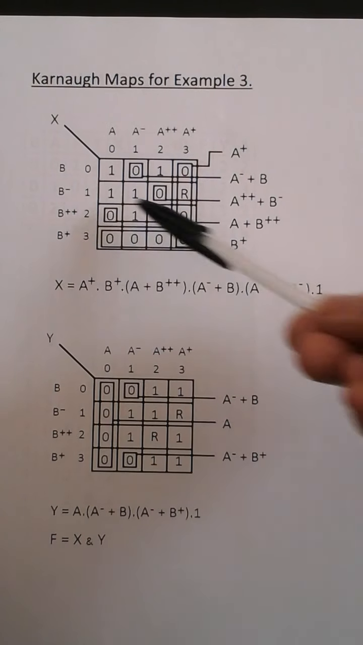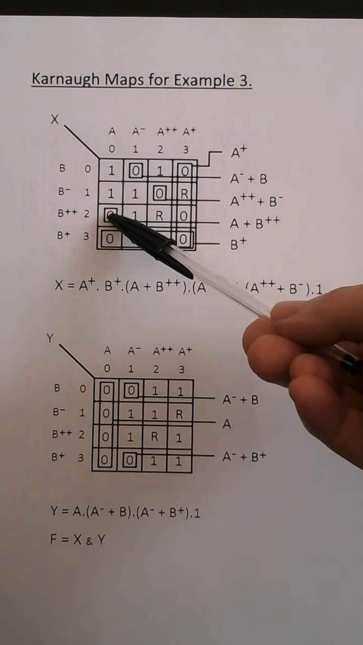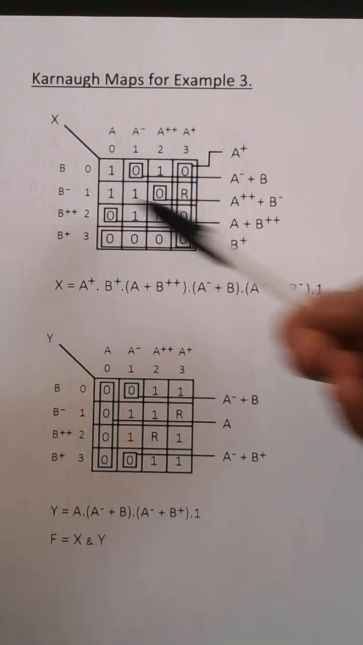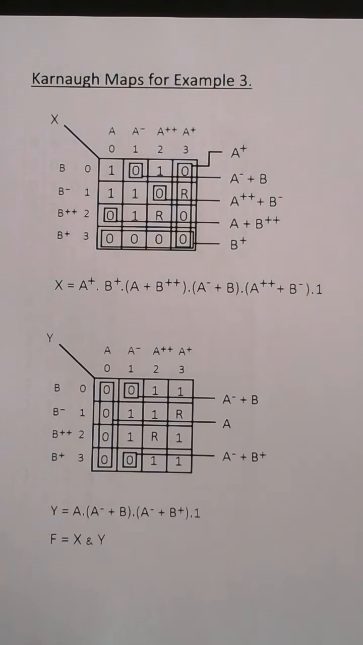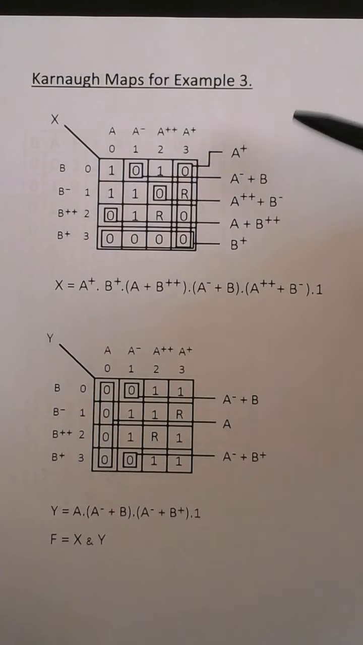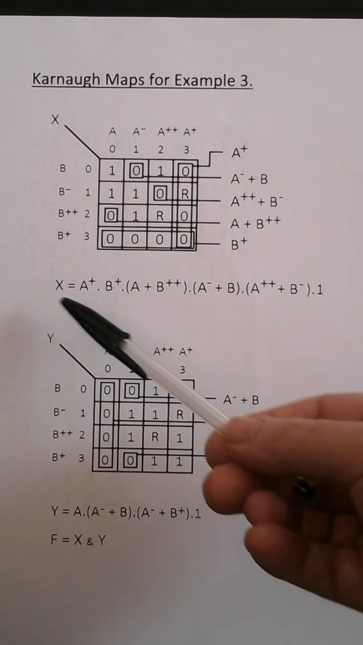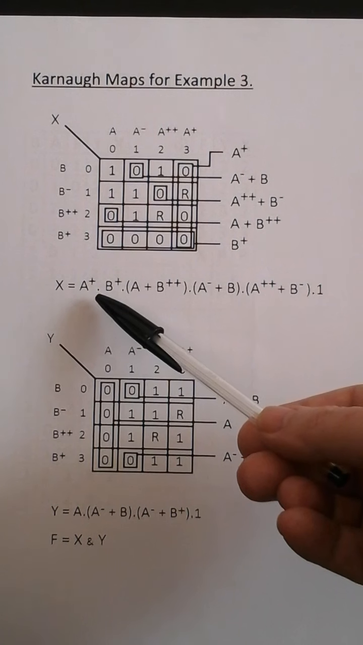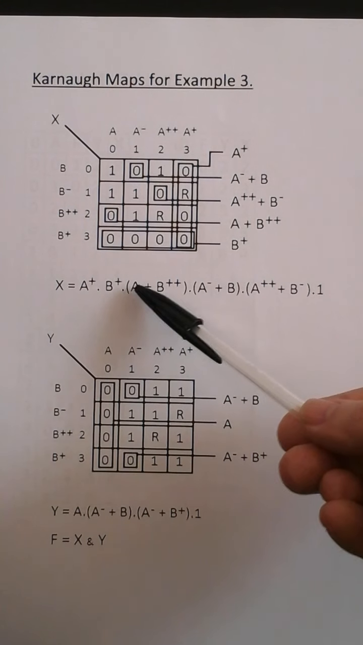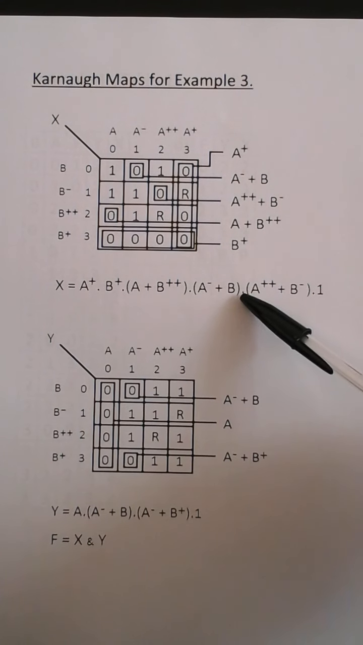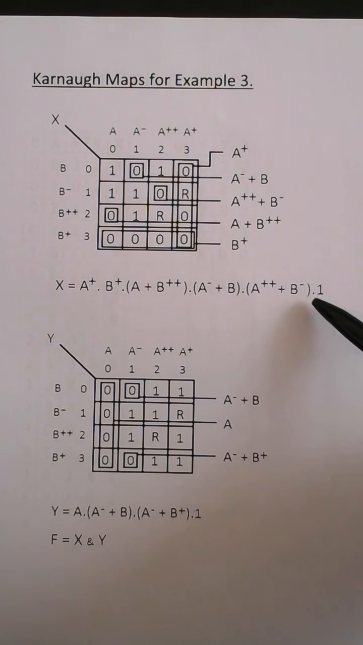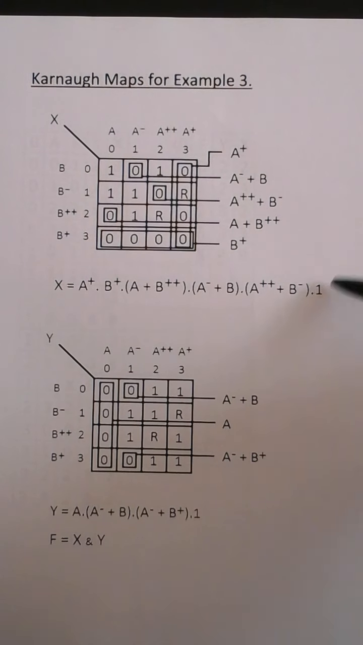Similar one for this, A max B plus plus. This is A minus max B. So you connect all these terms together with the minimum function, and you get x equals A plus min B plus max A max B plus plus min A minus max B min A plus plus max B minus min 1, adding a constant logic state to the expression.